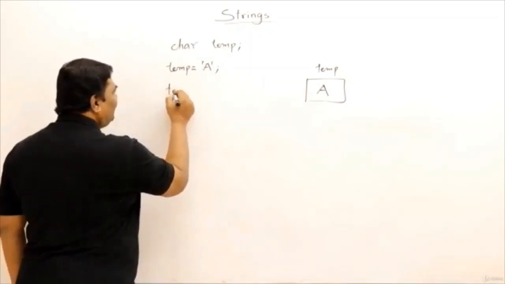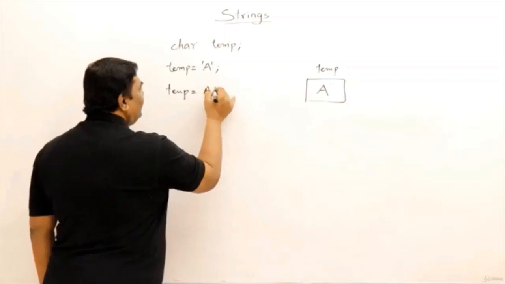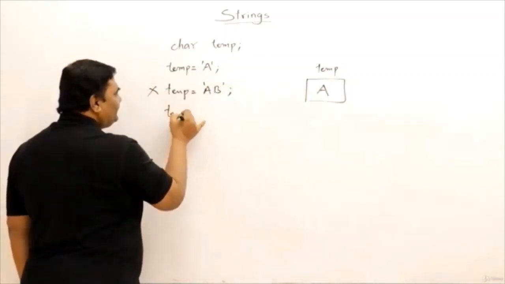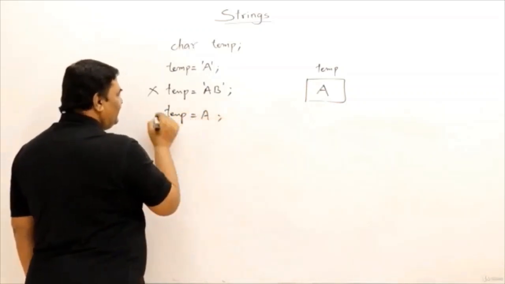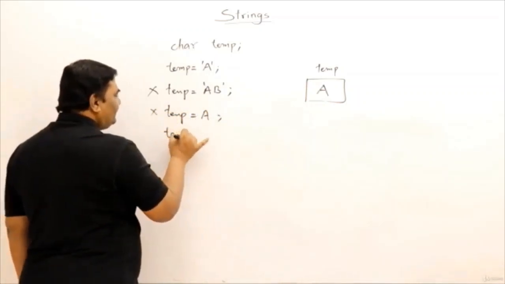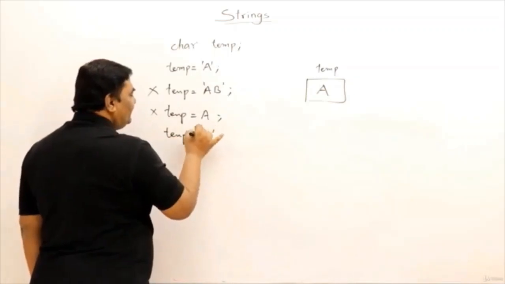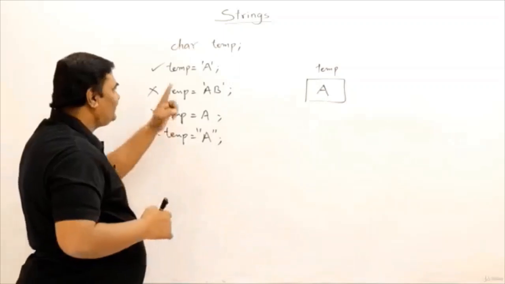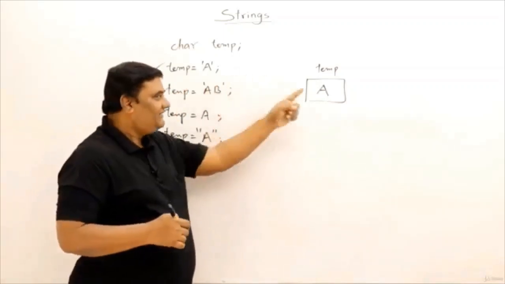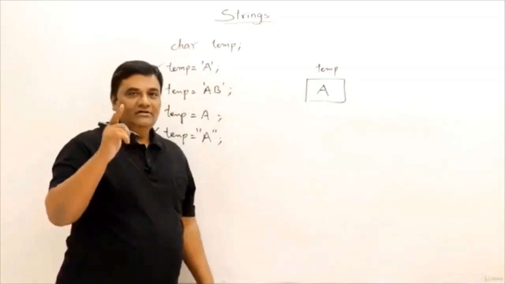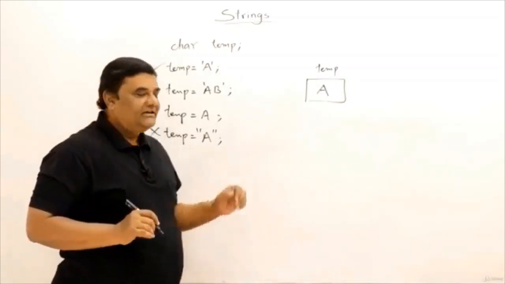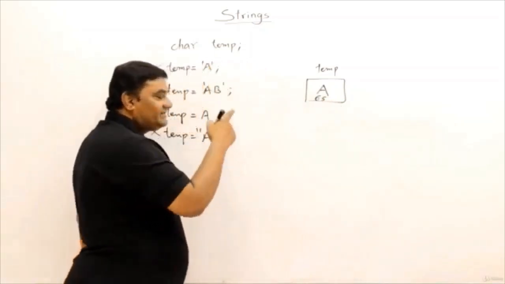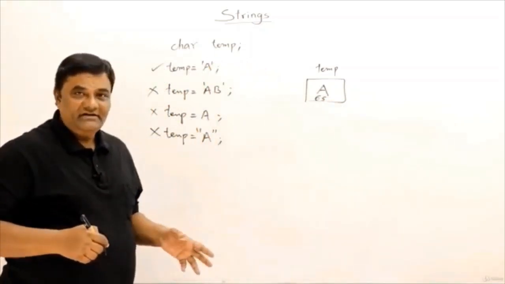So for example, if I write temp assign A and B in quotes, this is wrong. If I write simply A, this is also wrong. If I use double quotes around A, then also it's wrong. It should be in single quotes, and we should have only one single alphabet, then that will be stored here. Now, what actually is stored in the memory? Actually inside the memory, value 65 is stored. It's 65, it's not A.